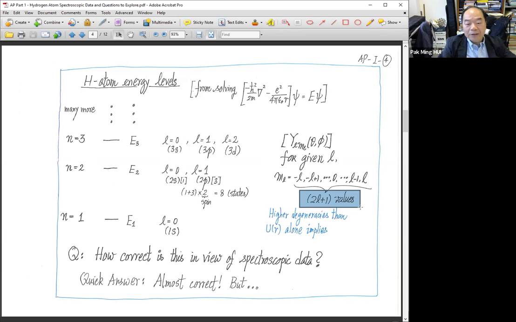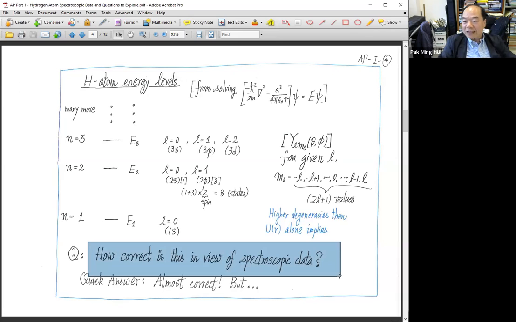Okay, so now a question is, are these results correct when we compare with spectral data? Let me tell you that spectroscopy is an inexpensive, well, not so expensive, but very accurate experimental technique. Over a century or 1.5 centuries, spectroscopy has driven the development of quantum physics.